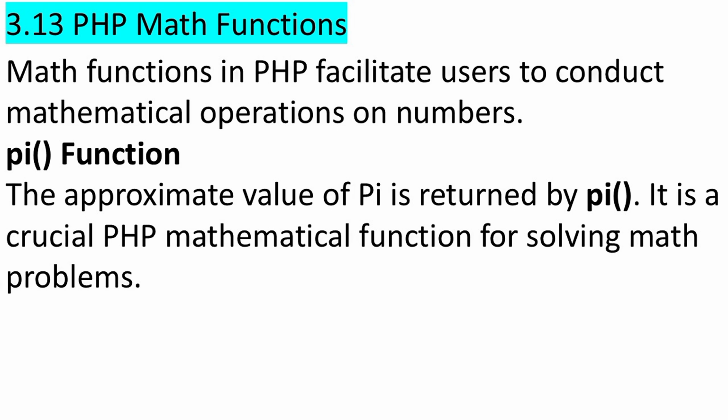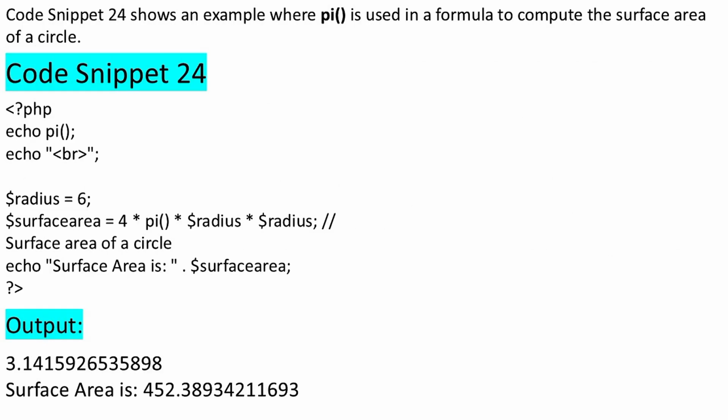Instead of manually typing the value of pi every time, PHP gives us the pi function so we can call it whenever needed. For example, if you write echo pi() in your PHP script, it will simply print the value of pi. This makes your code cleaner, faster, and less prone to manual typing errors. So, the pi function might look simple, but it plays a very important role in mathematical and engineering calculations in PHP. Now that we've learned what the pi function does and how it returns the approximate value of pi, let's look at a practical example to understand how it can be used in real-world calculations.